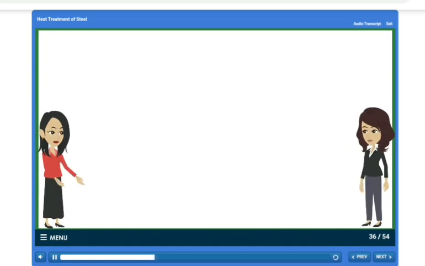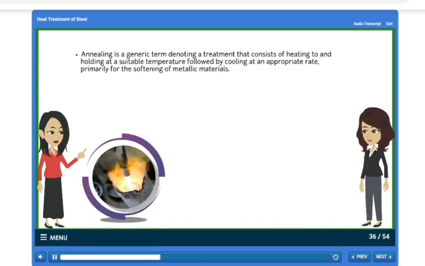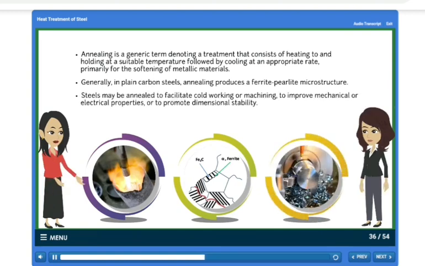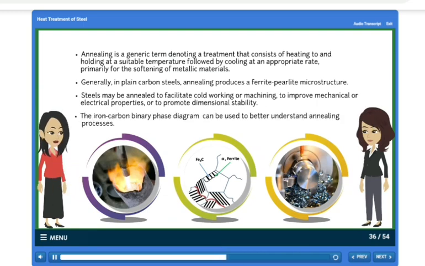The first heat treatment technique is annealing. Annealing is a generic term denoting a treatment that consists of heating to and holding at a suitable temperature followed by cooling at an appropriate rate, primarily for the softening of metallic materials. Generally in plain carbon steels, annealing produces a ferrite-pearlite microstructure. Steels may be annealed to facilitate cold working or machining, to improve mechanical or electrical properties, or to promote dimensional stability. The iron-carbon binary phase diagram can be used to better understand annealing processes.